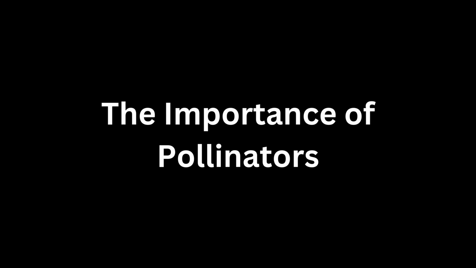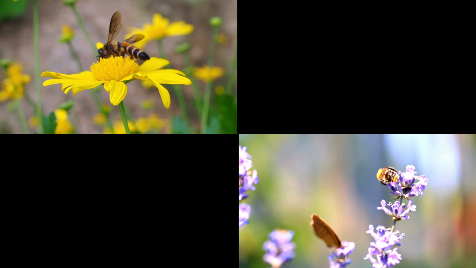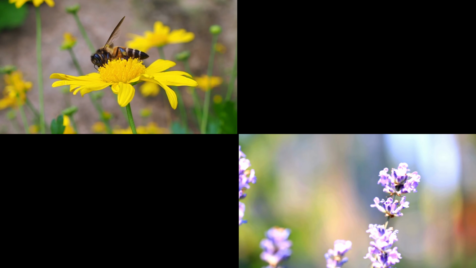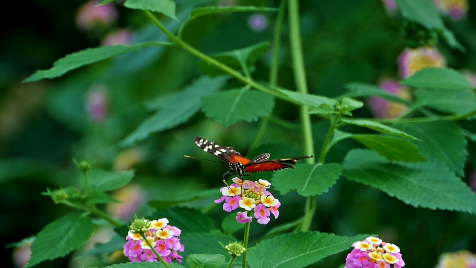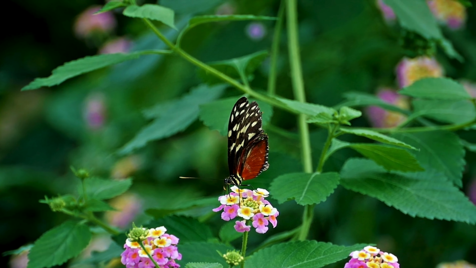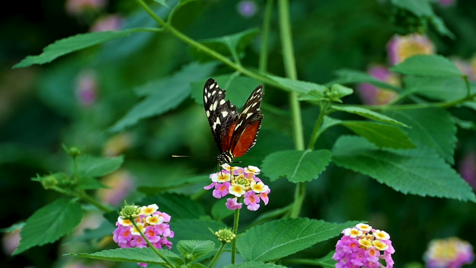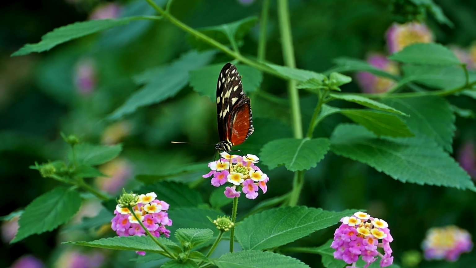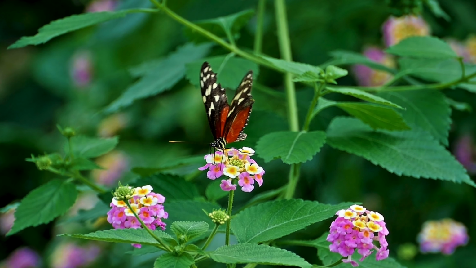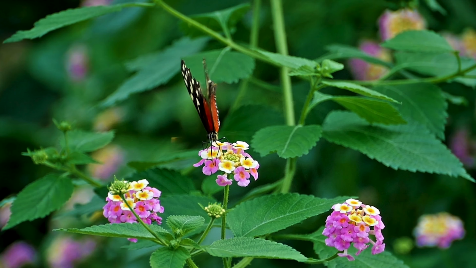Pollinators play a vital role in plant reproduction and ecosystem stability. Bees, butterflies, birds, and bats transfer pollen between flowers, increasing genetic diversity and improving crop yields. The decline in pollinator populations due to habitat destruction, climate change, and pesticide use is a major concern. Without pollinators, food production and plant biodiversity could drastically decrease. Conservation efforts, such as planting pollinator-friendly flowers and reducing pesticide use, are crucial to sustaining these essential organisms.